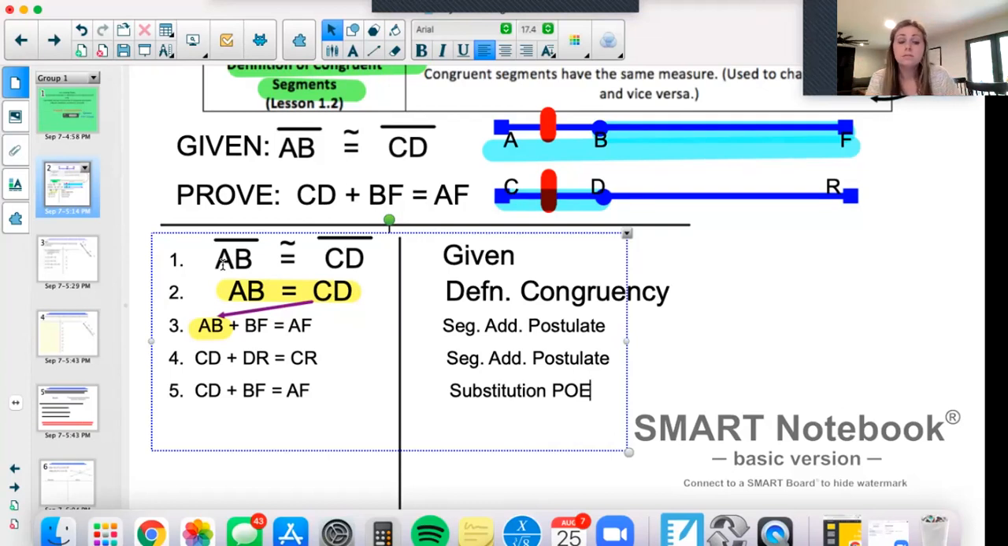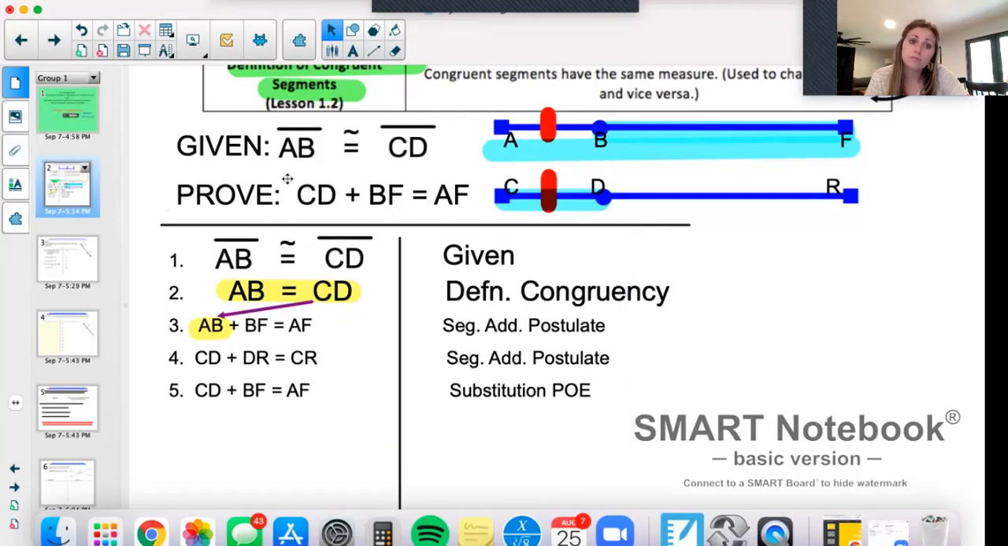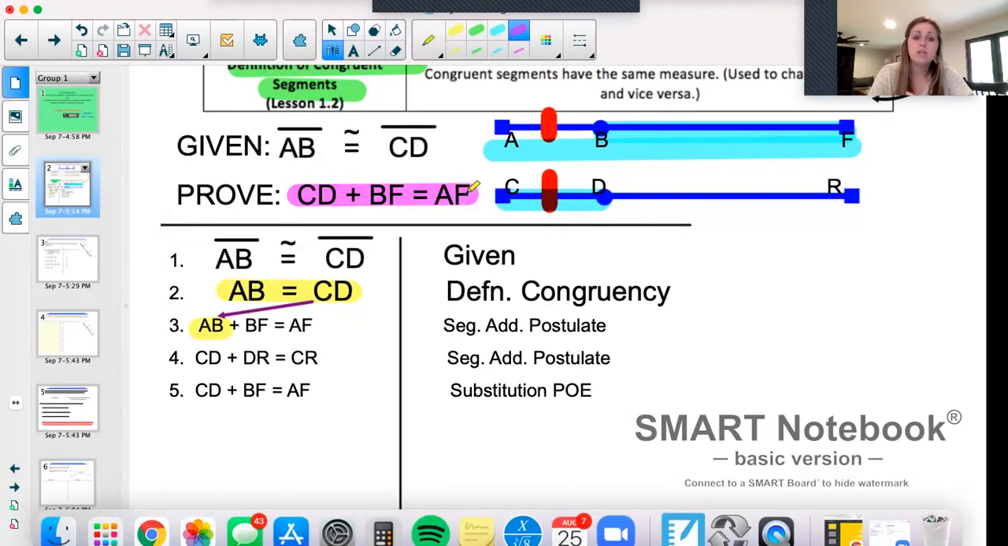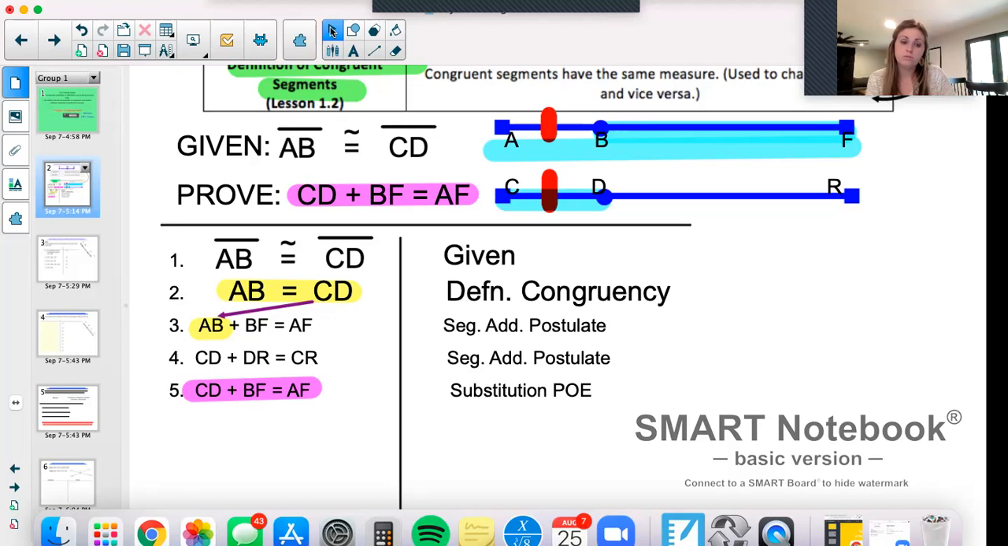So what do we need? How are we supposed to end our proof? We're supposed to end our proof saying that the measure of CD plus the measure of BF equals the measure of AF. Do we have that here? If I have it, I'm done. And I do. I do have exactly what I need, which means I have finished with this proof. It took me 5 steps. It might have taken you 4 steps, depending on how you wrote it. Like you could have combined these two together as one step because they are by the same rule.